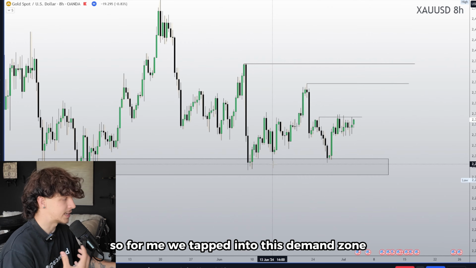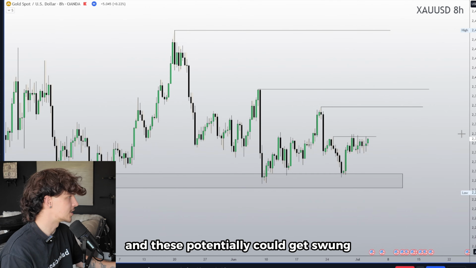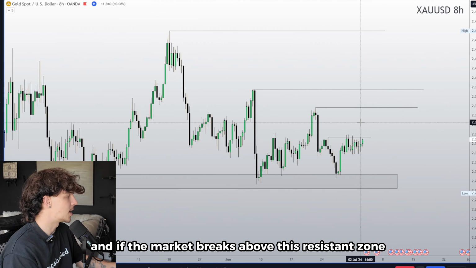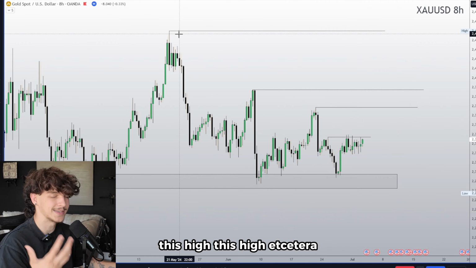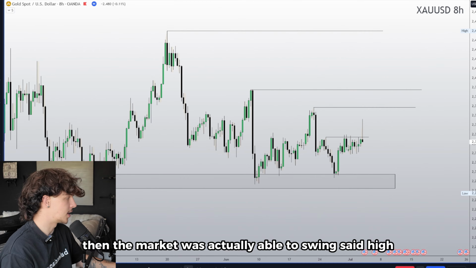So for me, we tapped into this demand zone. The market's had lower high creation, and these potentially could get swung. And now we've got this kind of resistance zone. If the market breaks above this resistance zone, it could then target this high, this high, this high, etc. That's kind of the thought process with it. So then the market was actually able to swing said high.